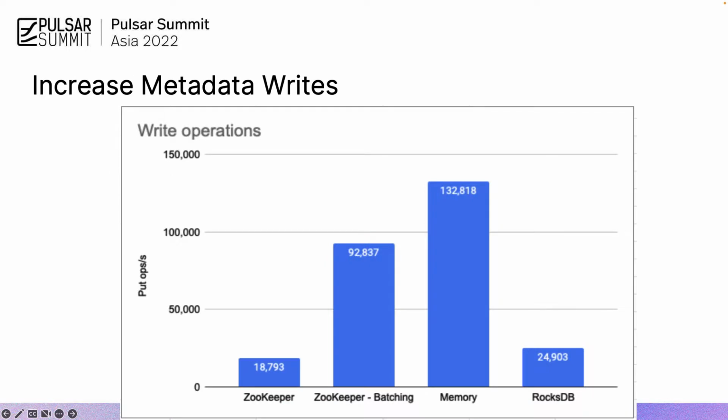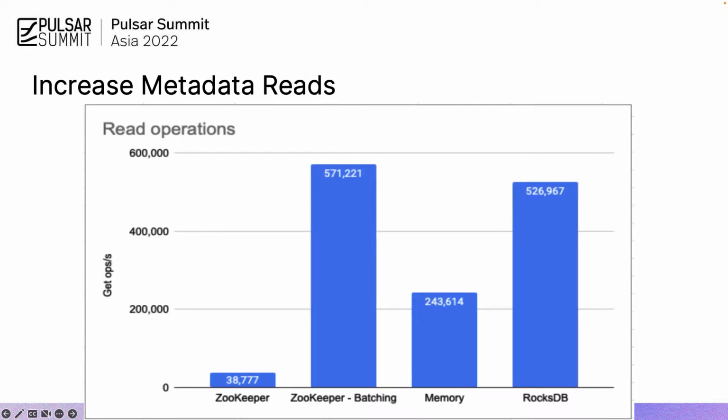As you can see from this slide, batching provides almost a 500% increase in write operations compared to a non-batch ZooKeeper write implementation. Obviously, memory is significantly better due to lack of disk, and RocksDB does quite well. Similarly, batching provides almost a 15x increase in read operations compared to non-batch ZooKeeper reads. This is a significant throughput performance increase thus far, making Pulsar clusters perform that much better.